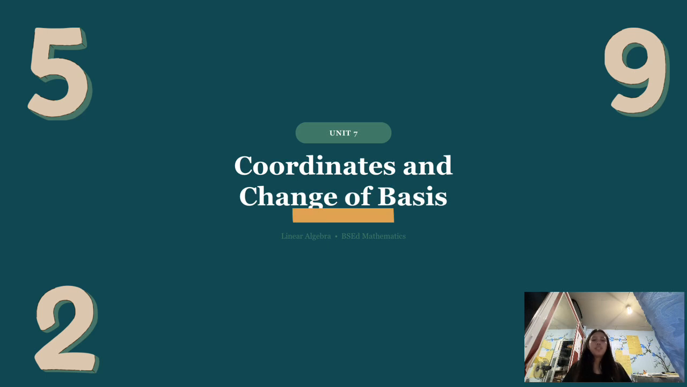Now let's move to topic 7, the coordinates and change of bases. In this lesson, we will learn how vectors can be represented using different bases. Even though the coordinates of a vector may change, the vector itself remains exactly the same. So we will also learn how transition matrices help us convert coordinates from one basis to another.